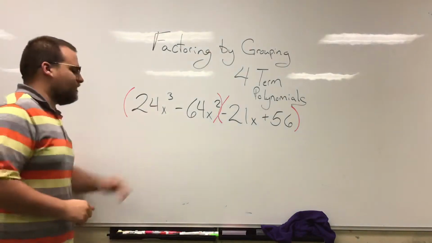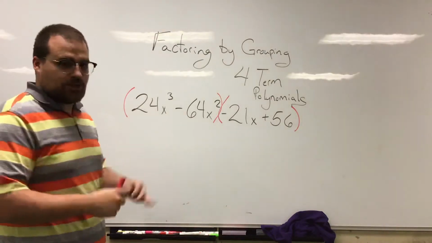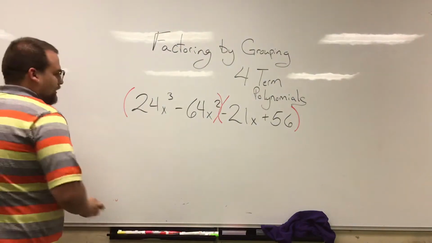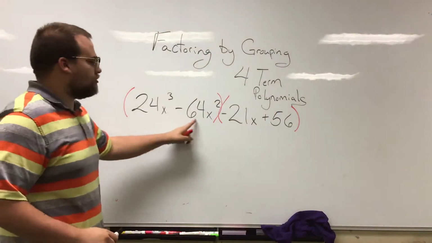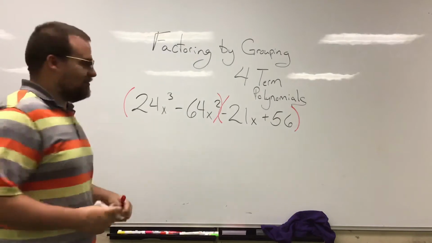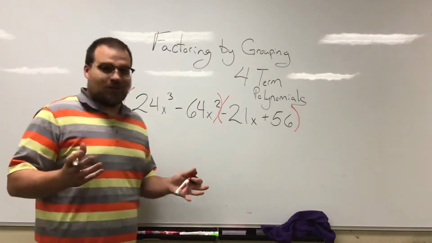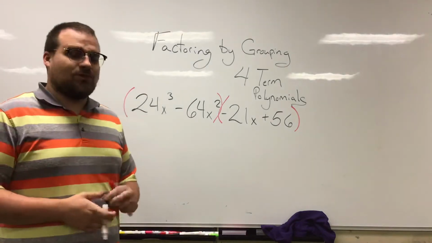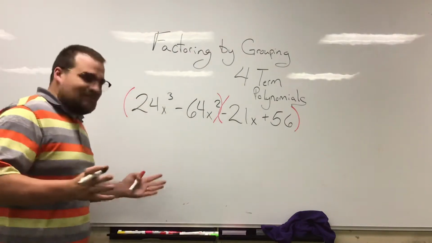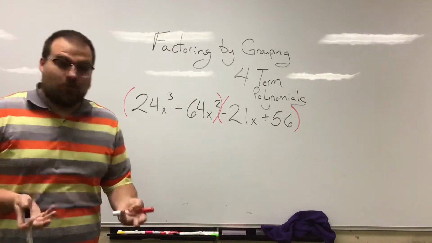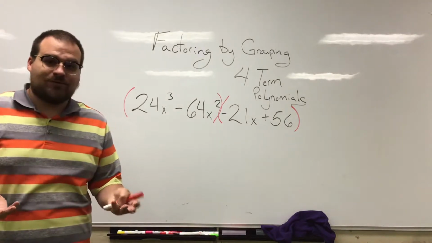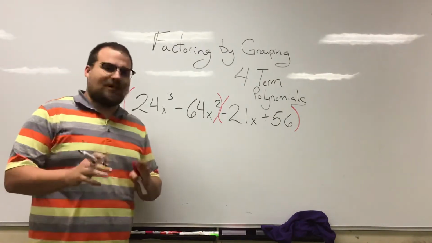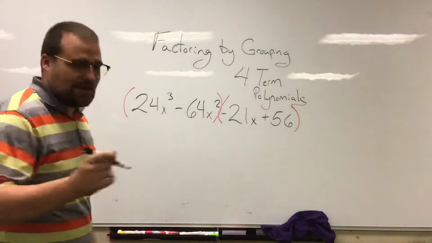So if we look at this first group, I should say, and we recognize, okay, we have 24x to the third, 64x squared. Those are some big numbers, but I'm guessing they have at least 8 in common, right? Do they have more than that? Do they have 12? No, I don't think so. Do they have 24 in common itself? Unfortunately, they don't. But they do have 8 in common. So let's take 8 out.